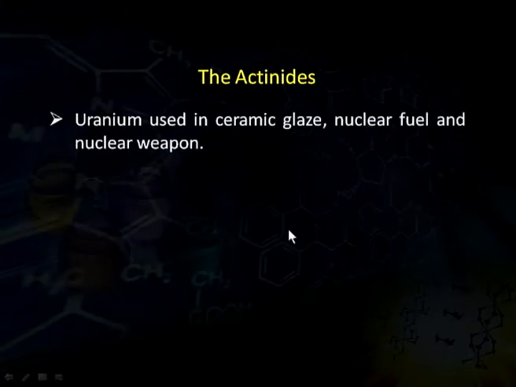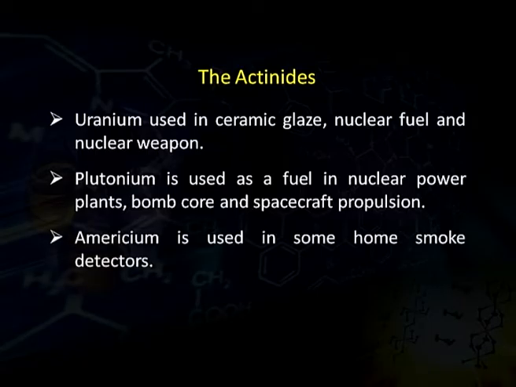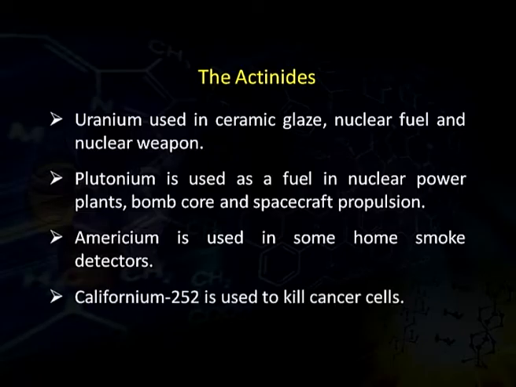Uranium is used in ceramic glaze, nuclear fuel and nuclear weapons. Plutonium is used as a fuel in nuclear power plants, bomb cores and spacecraft propulsion. Americium is used in some home smoke detectors, and californium-252 is used to kill cancer cells. Such wide applicability of actinides makes us learn in detail about the actinides.